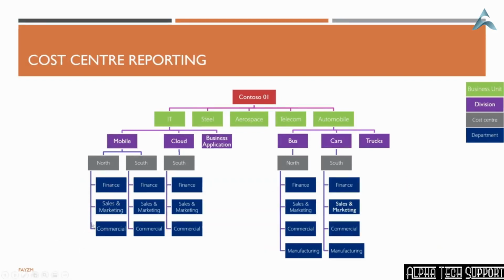Now let's take a look at something else as to how we're going to be able to pull out cost center reporting. So if there's a requirement that you want to look at all the expenses and revenue that has been generated at the North Cost Center under Mobile Division, you could do that by pulling out a report which sums up all the department expenses and revenues that have happened, and then it shows up against the Mobile North Division. You can pull out a cost center report for each of the cost centers that exist within the divisions or the business units.